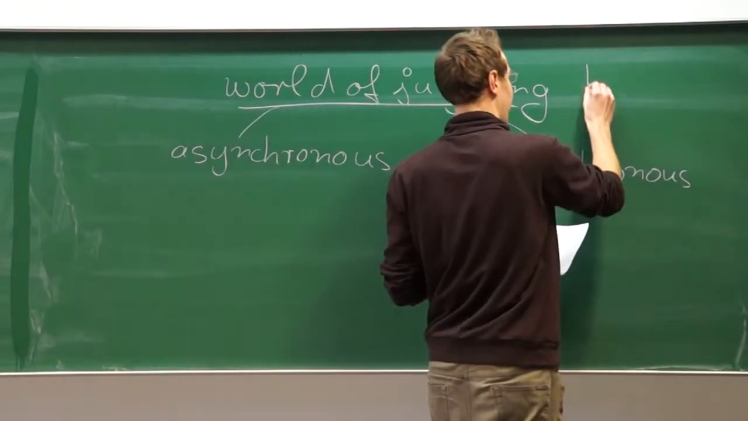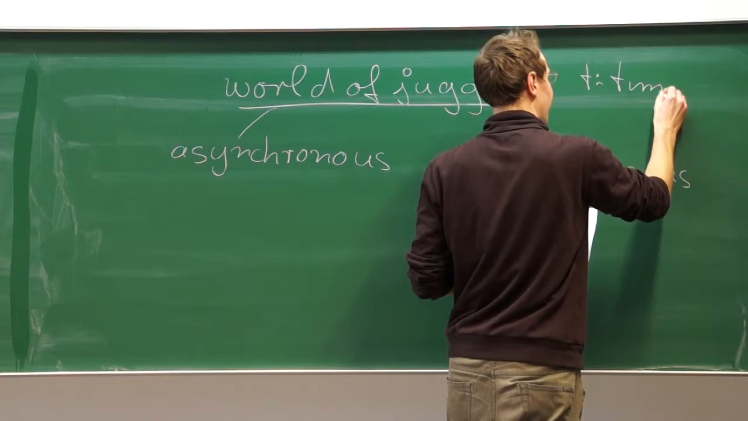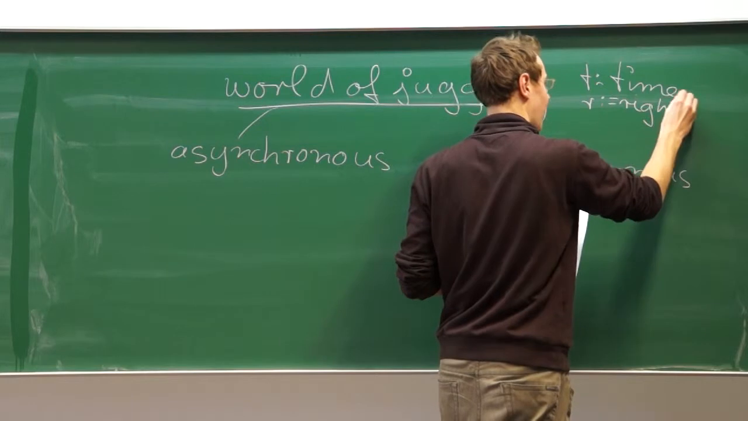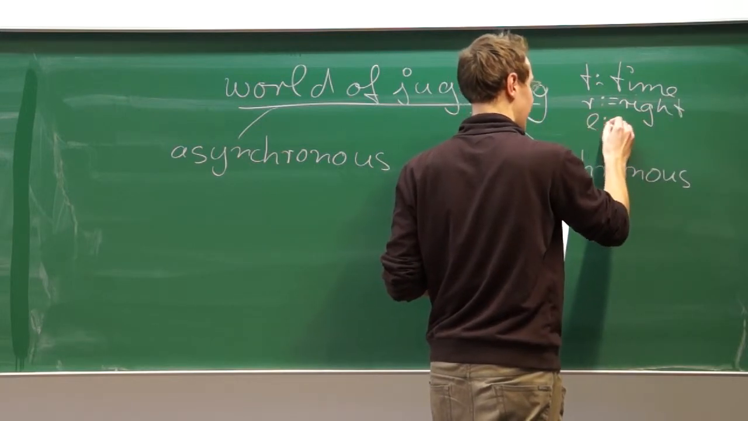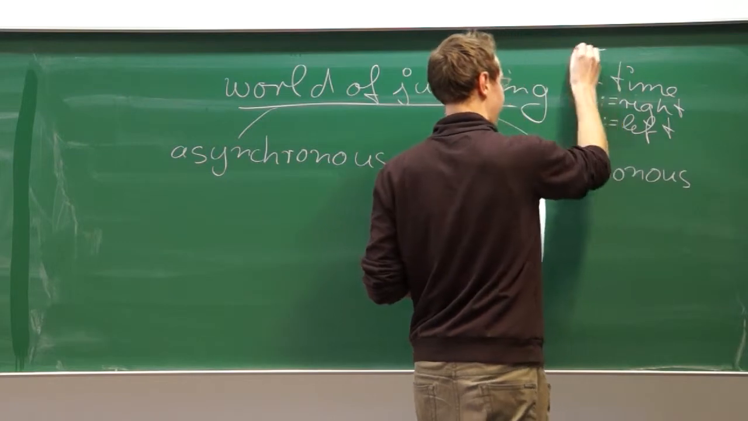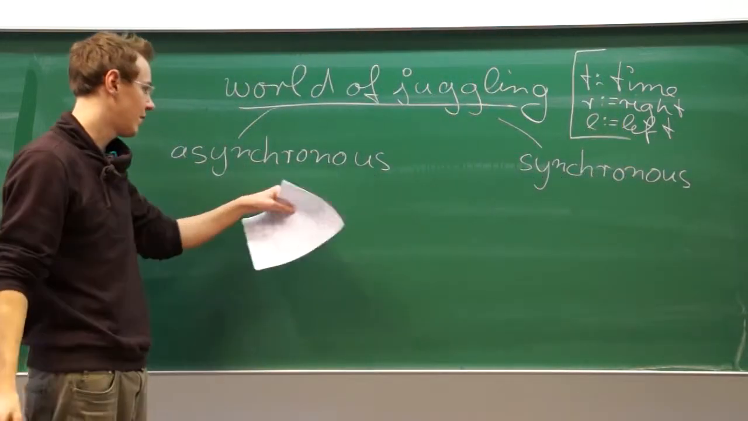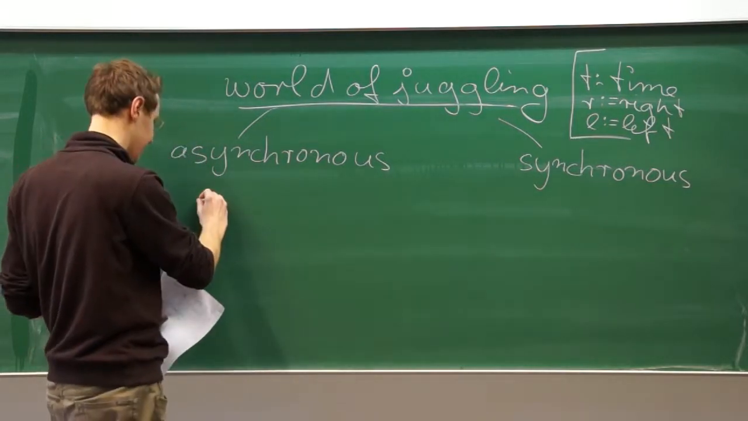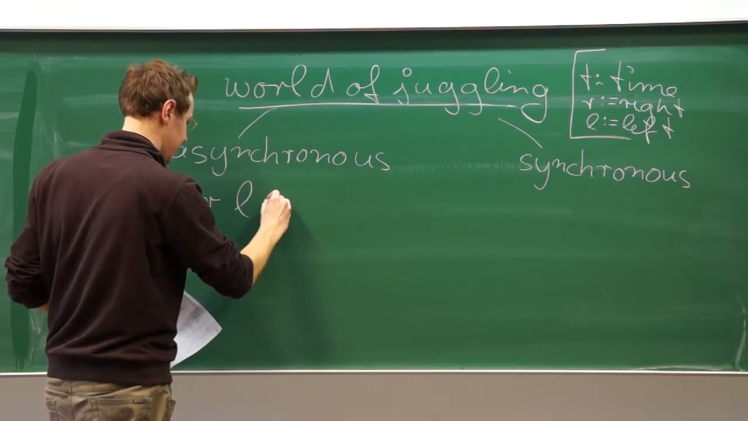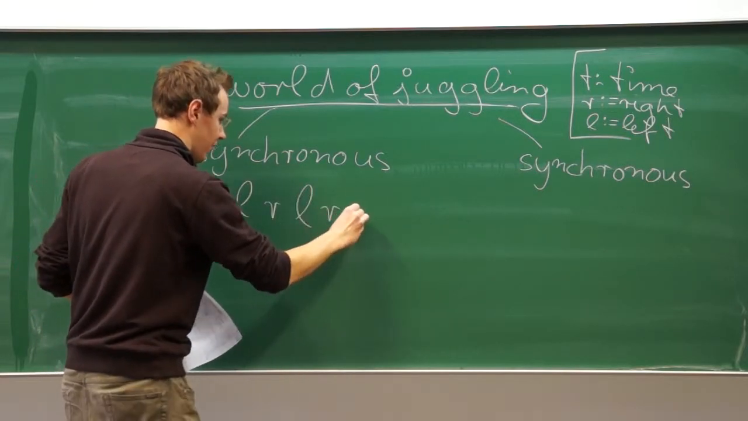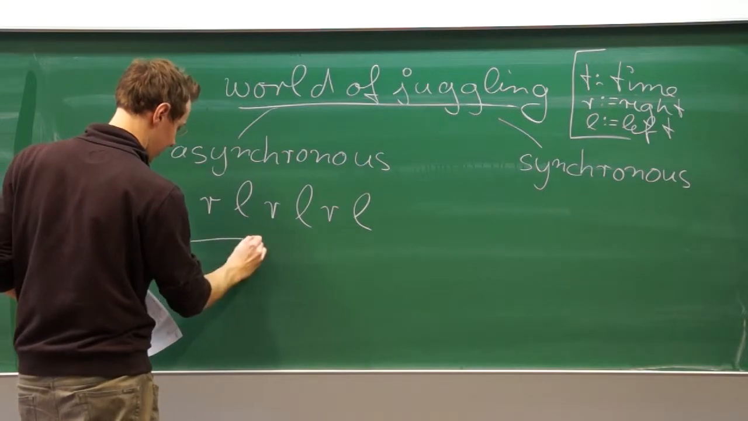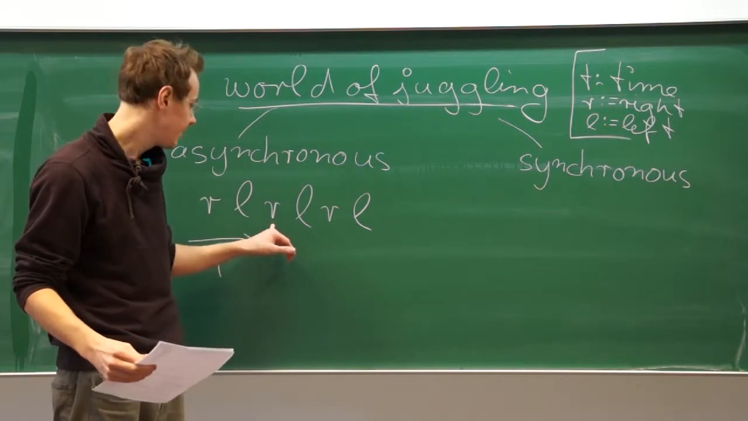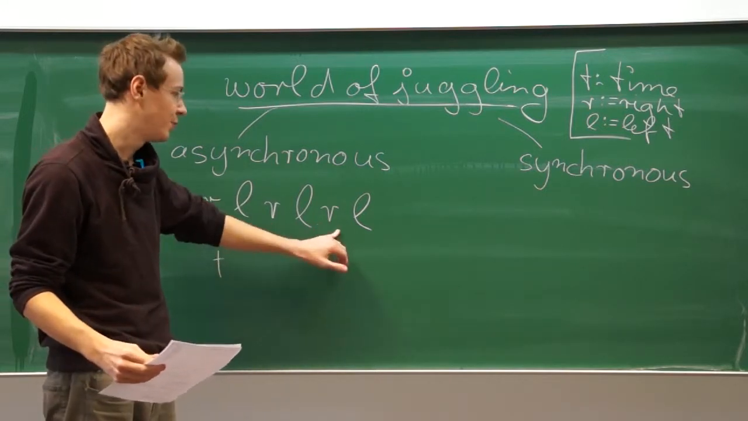So here I will call that time. This is my right hand, and I got also my left hand. And when I'm doing asynchronous juggling, and for example I start with my right hand, then I can use my right hand, then my left hand, then my right hand, then my left hand, right hand, left hand. So here's the time, it's moving forward. And when I just did my right hand, I have to continue with my left hand, and then with my right hand.